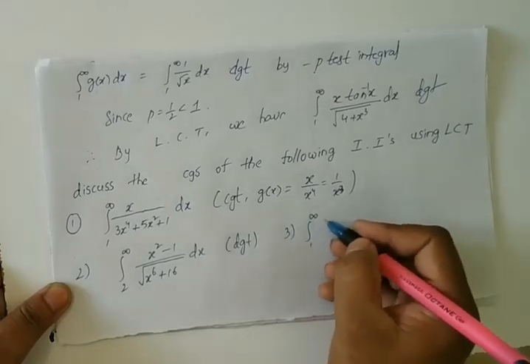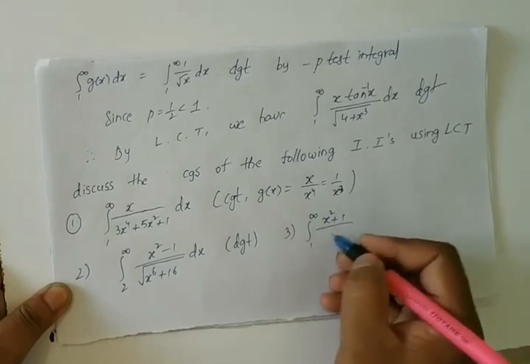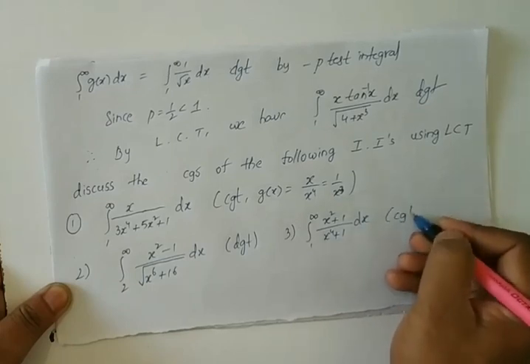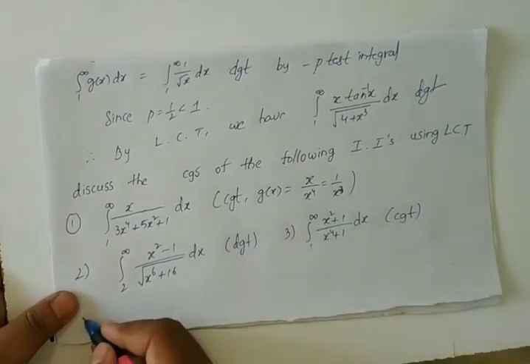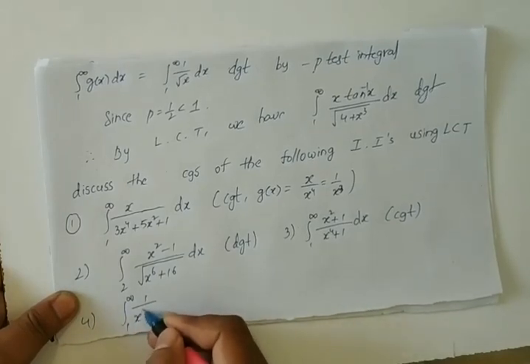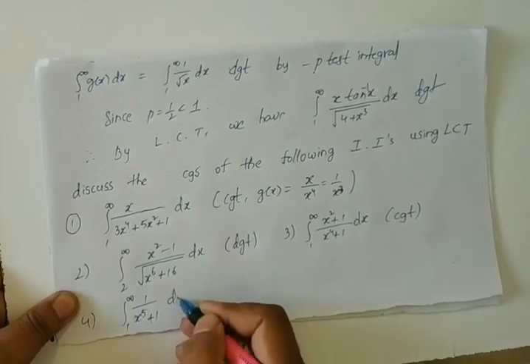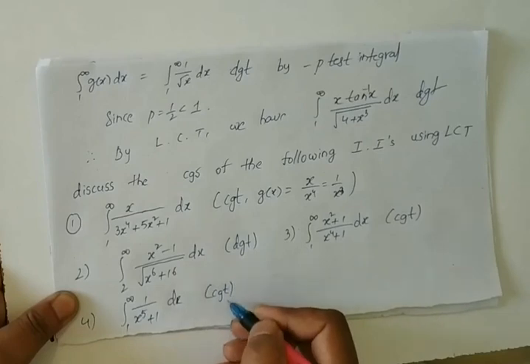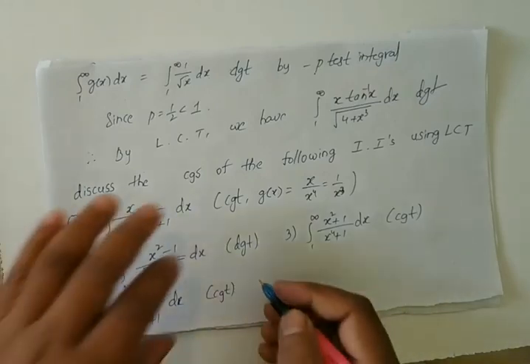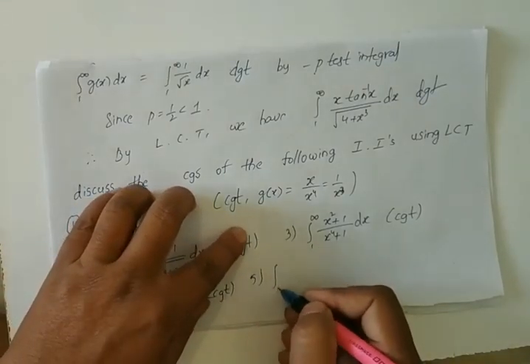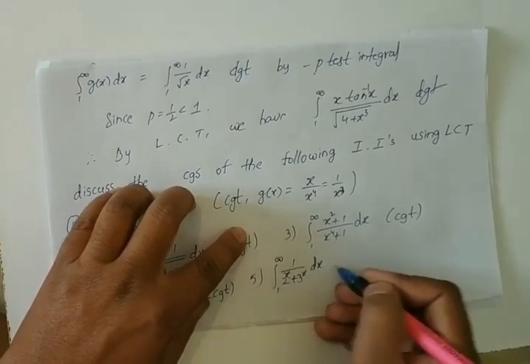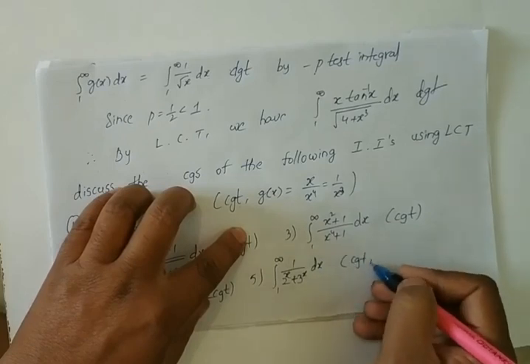Next, third one. Integral from 1 to infinity x square plus 1 by x power 4 plus 1 dx. This is convergent. Fourth one, integral from 1 to infinity 1 by x power 5 plus 1 dx. This is also convergent. Fifth one, integral from 1 to infinity 1 by 2 power x plus 3 power x dx. This is convergent.